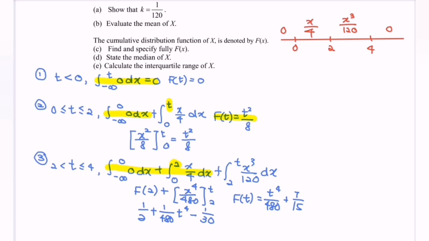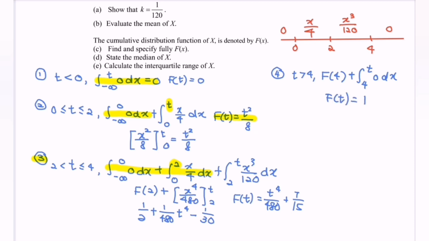Next, for the final part, part number 4. Limit t is greater than 4. So we can write the situation F(4). It represents the whole part for the part number 3, plus integrate, starting from 4 until t, the function 0 dx. So if we substitute 4 into the part number 3, we will obtain F(t) is equal to 1.